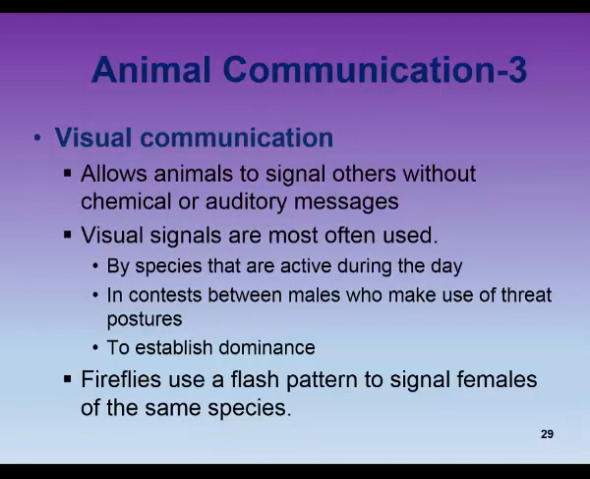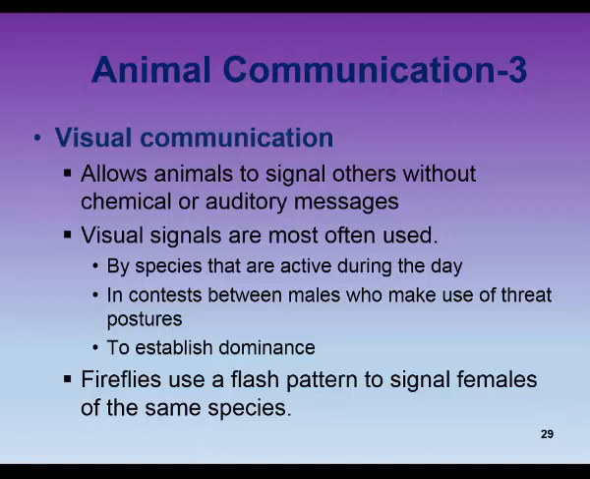Visual communication allows animals to signal others without chemical or auditory messages. So the dog will get down on all fours and drop its belly to the ground to show it's subservient, or it will stand up and put the hair up on the back of its neck and it's telling you, don't pet me.